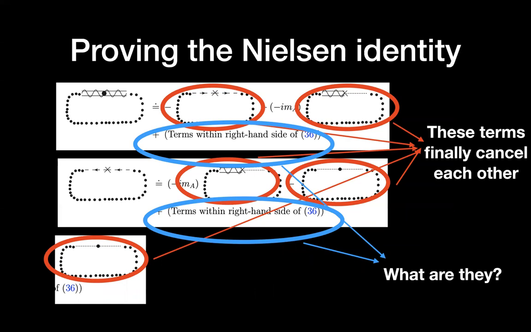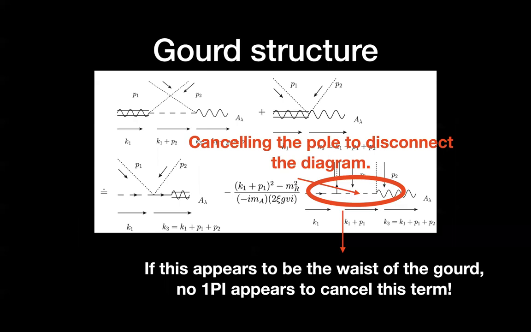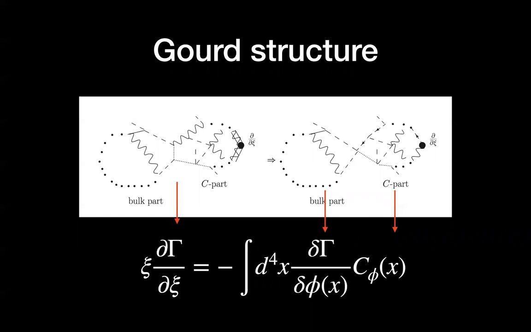So finally, we see that these remaining terms are actually within the form of the right-hand side of the Nielsen identity. And all the other extra terms inside this red circle cancel each other. Only terms like the right-hand side of this picture remain, and they are compatible with the right-hand side of the Nielsen identity. Therefore, we finish the proof of the Nielsen identity diagrammatically.